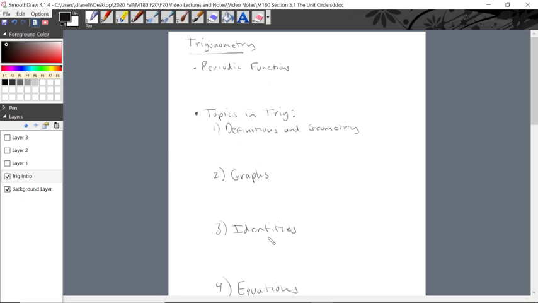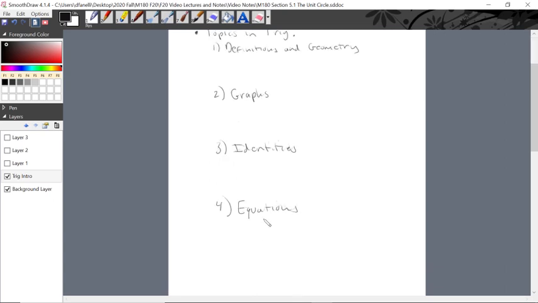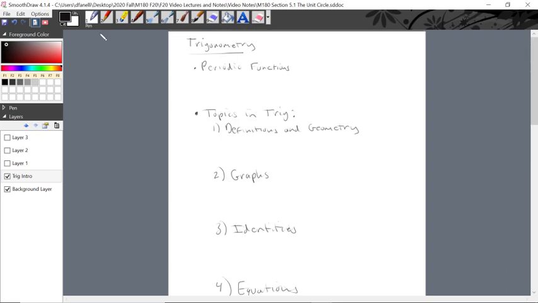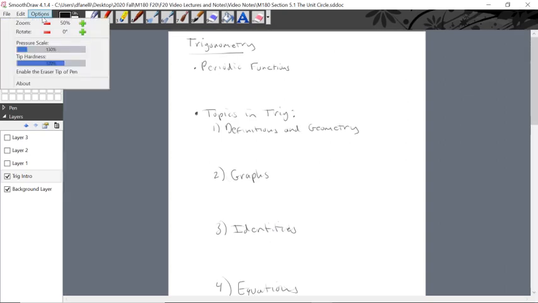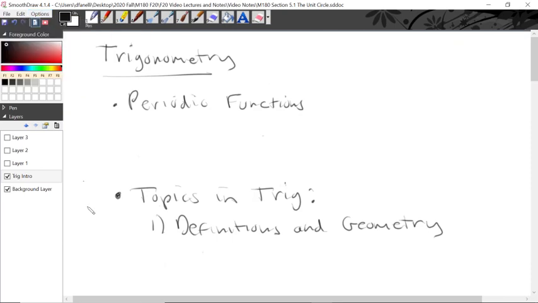Then we have the topic of identities. Identities are equations which are true, that is, the left-hand side and the right-hand side are equal to each other, anytime that both sides are defined. And finally, solving trigonometric equations, which have, generally speaking, an infinite number of solutions, and we can find those solutions by relating all of them to one reference solution, and then using symmetry to define all of the other solutions. Let's dig a little deeper into these topics.